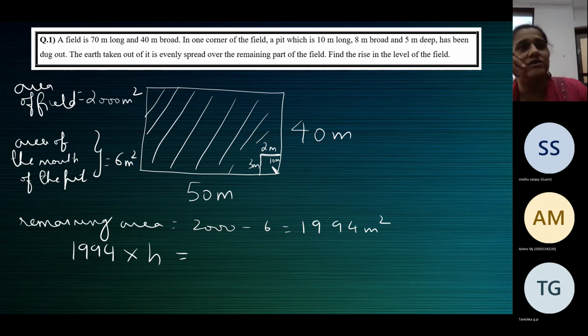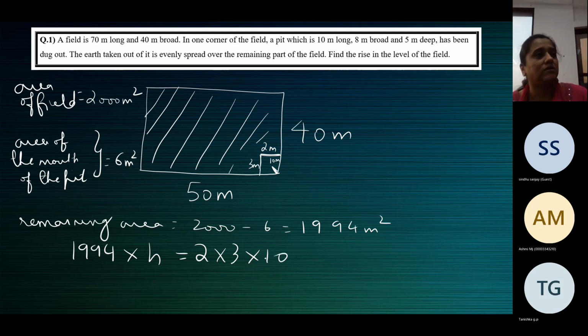The volume of the earth dumped on the remaining part of the field is area of the remaining part of the field into height. Area of the remaining part of the field into height is the volume of the earth which is dumped there. And how do you find that volume? It's the volume of the pit. And how do you find the volume of the pit? L into B into H. So this one is equal to 2 into 3 into 10. That's all. You can find H from this.